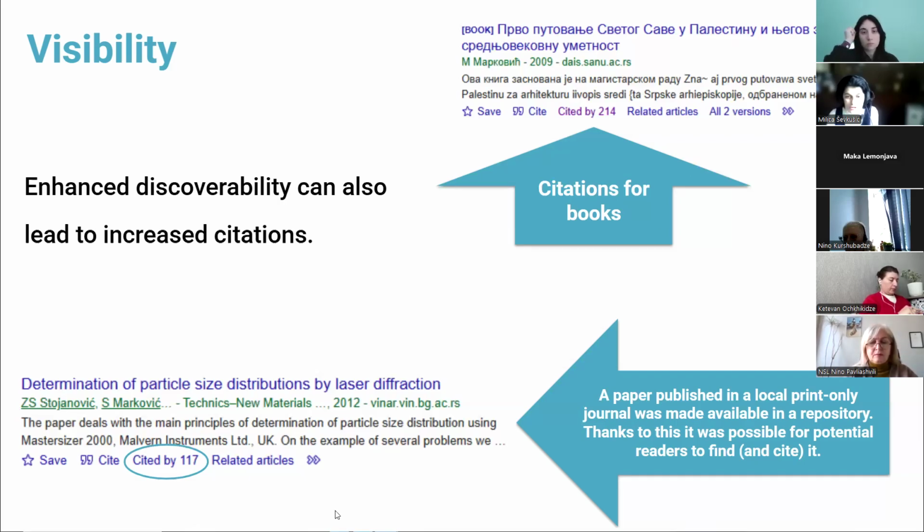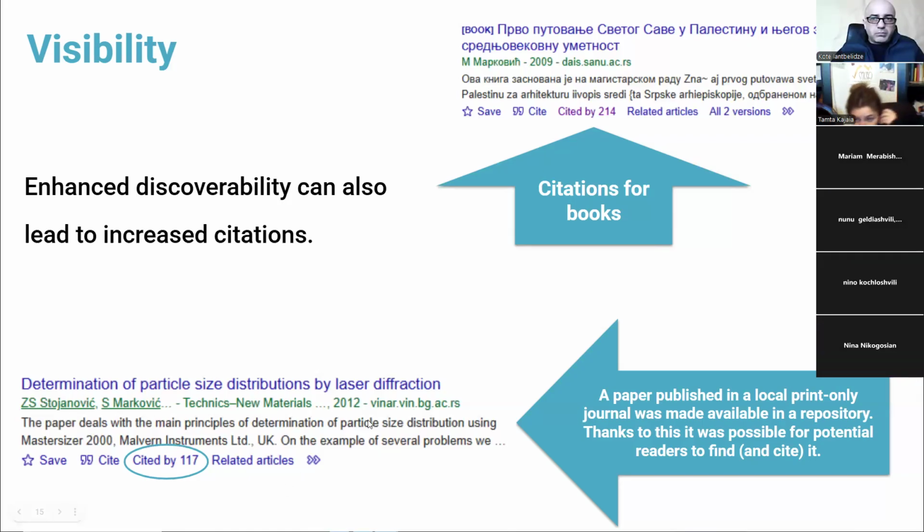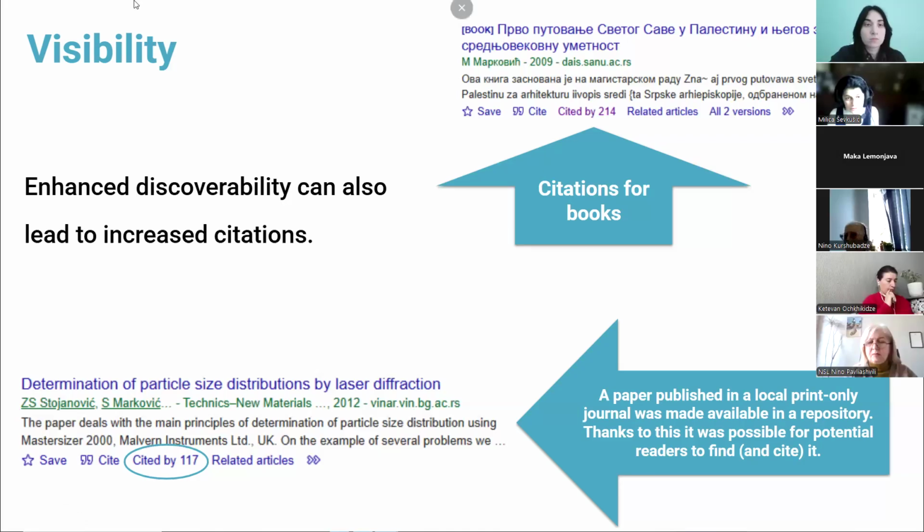Google Scholar shows citations. The other is a paper published by colleagues from my institute, which I explained during the previous webinar, so I'm repeating myself for those who were there. It was published in a local journal, at that time a print-only journal. This paper wasn't available online at that moment, but we scanned it because it was interesting. It was in English. We scanned it and made it available in the repository. And now we see that it has more than 100 citations. So there are very good chances that if we hadn't done this, this paper wouldn't have been cited at all.